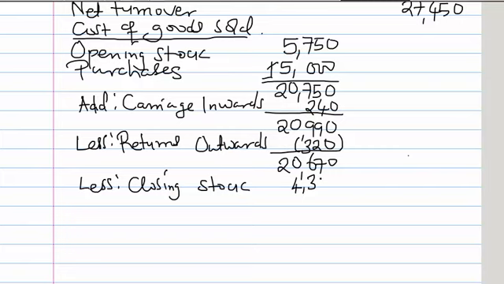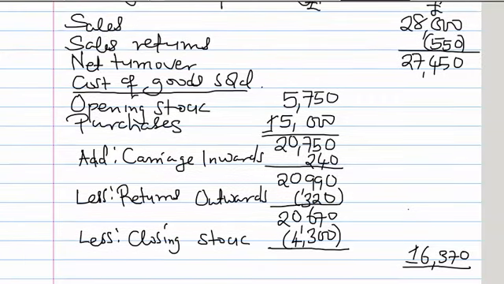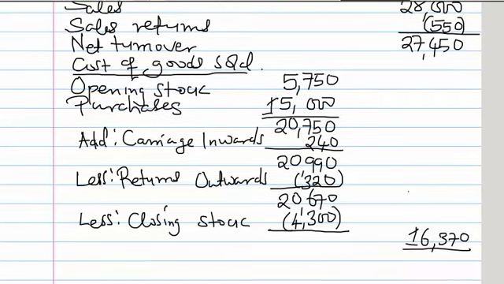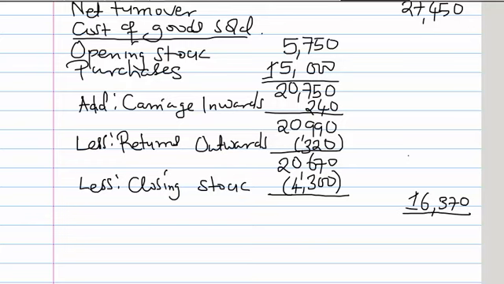4,300, and we are subtracting that 4,300 from the 20,670. It gives us 16,370. This 16,370 should come here, 16,370, and it is the cost of goods sold. Okay, so that figure we're looking for on top there is the 16,370.